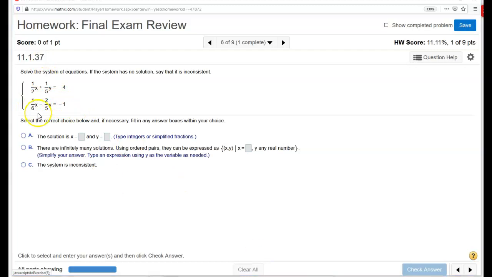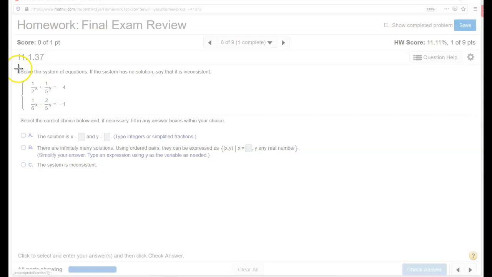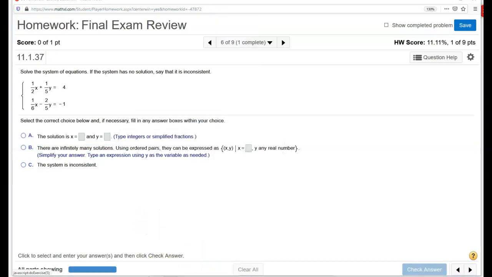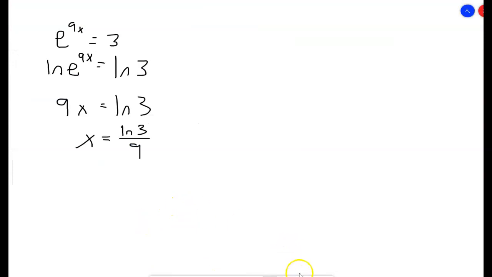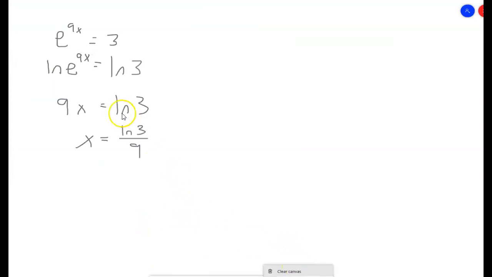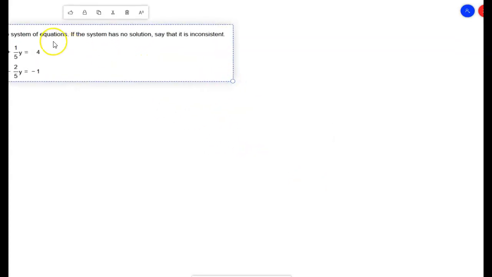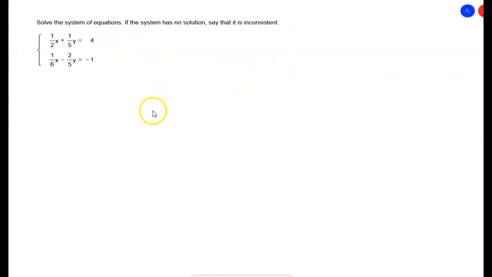So what I'm going to go ahead and do is copy this over to my whiteboard. Hopefully it comes over the first time. There it is. Oh, did it twice. Alright, so there's our set of equations.